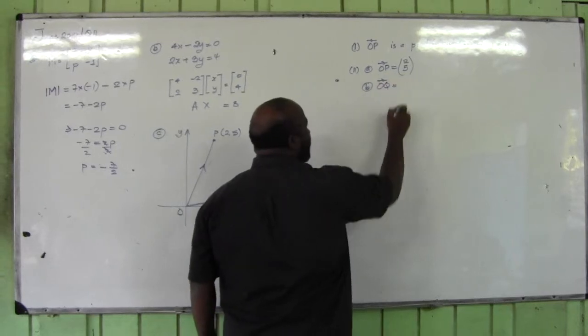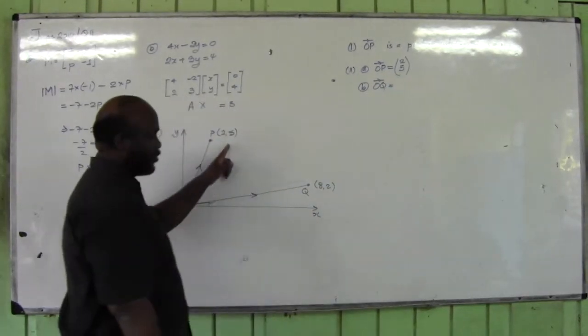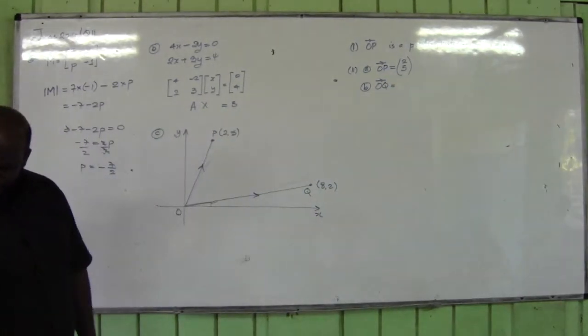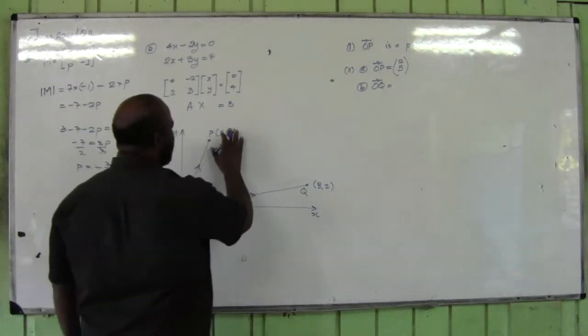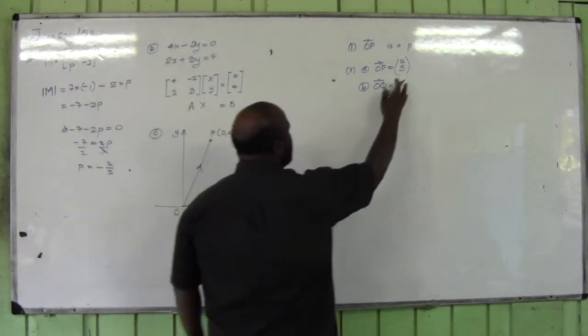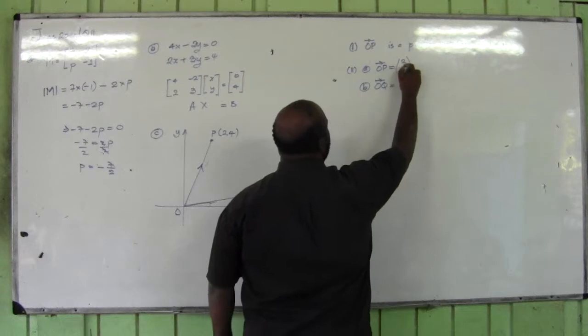Ladies and gentlemen. Sir, 2, 5 or 2, 4? 2, 4. Yes. Sorry about that. So this should be 4, and this should be 4.